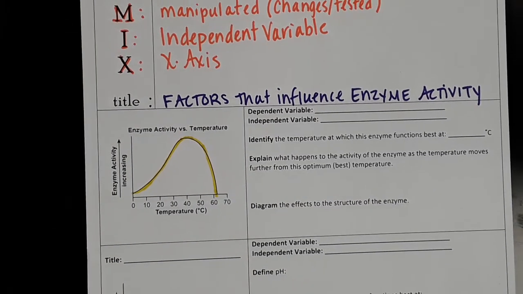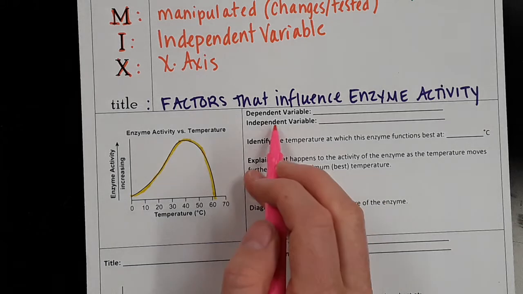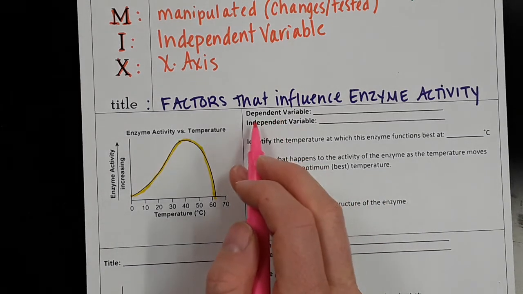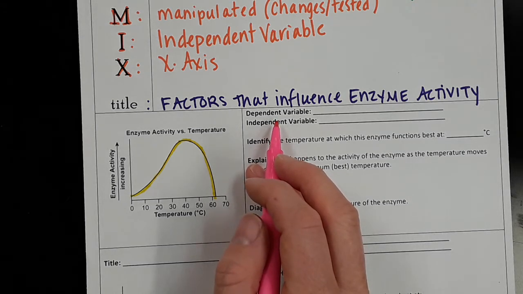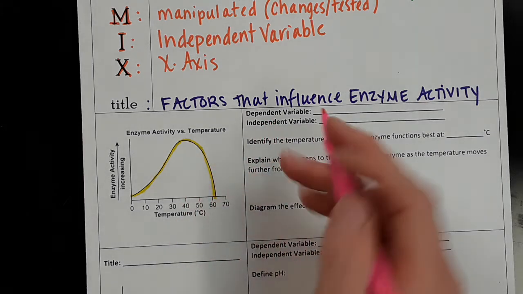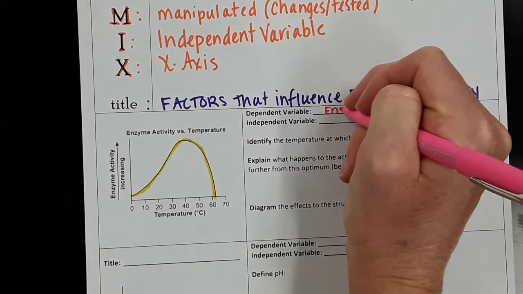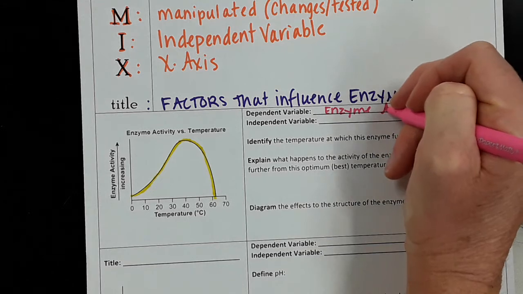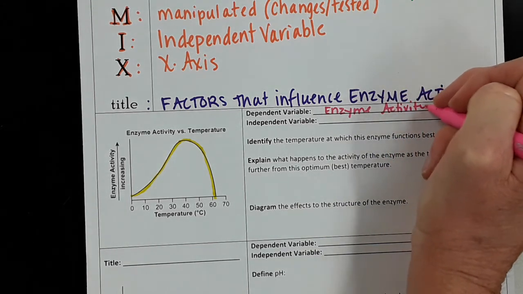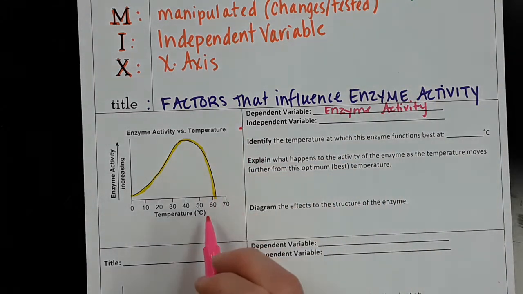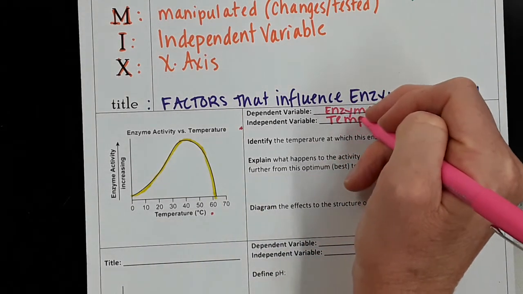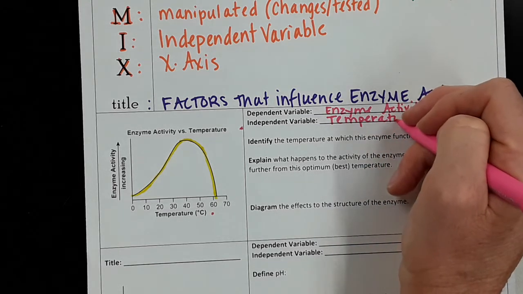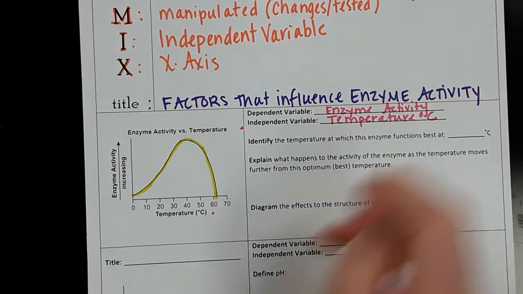So reading the graph, I'm going to look for my dependent variable. The dependent variable here is going to be the response, and that is the y-axis. So this is going to be enzyme activity. And the independent variable is going to be on the x-axis. The independent variable here, the thing that's being manipulated or changed, is the temperature in degrees Celsius.